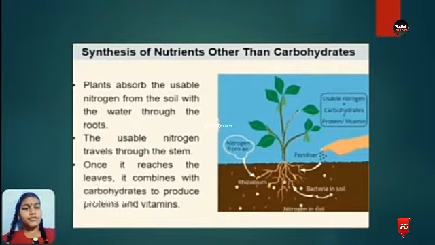Plants absorb the usable nitrogen from the soil with the water through the roots. The usable nitrogen travels through the stem. Once it reaches the leaves, it combines with the carbohydrates to produce proteins and vitamins.